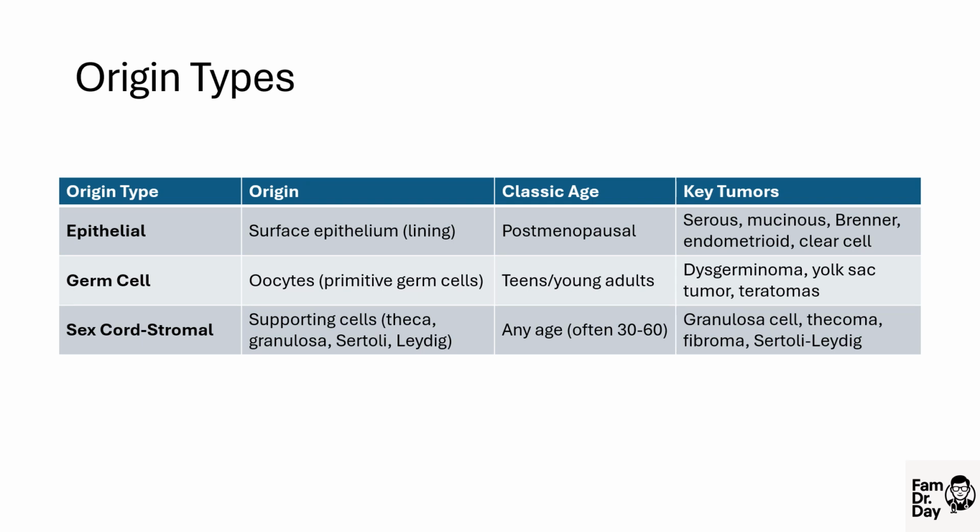Lastly, we got sex cord-stromal tumors that come from supporting cells like theca, granulosa, Sertoli, and Leydig, and can happen at any age. Key examples include granulosa cell, thecoma, fibroma, and Sertoli-Leydig.